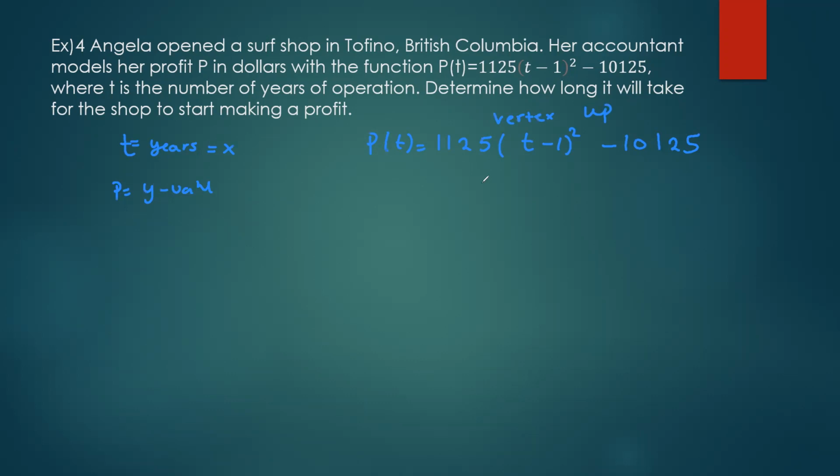So, yeah, it would look something like this. Something like that, right? So we said that X is years and Y is profit in dollar signs, right? So what are we trying to find? Are we trying to find the vertex, the X value of the vertex, or the Y value of the vertex? I don't think we need any of those.